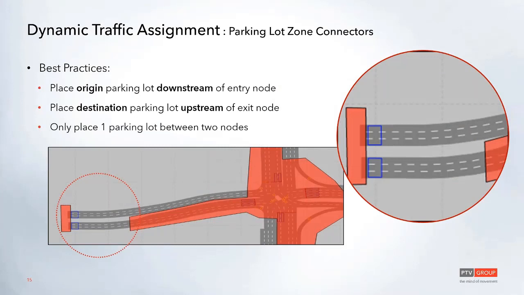So some best practices for adding in these parking lots. All of the origin parking lots should be placed downstream of that entry node that we talked about earlier. And then on the flip side, the destination parking lot should be placed just upstream of that exit node. And then you also want to make sure that you only place one parking lot between 2 nodes, as vehicles only need to enter at one place and then just leave at a single place as well.